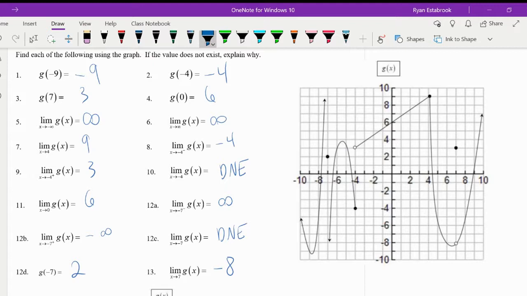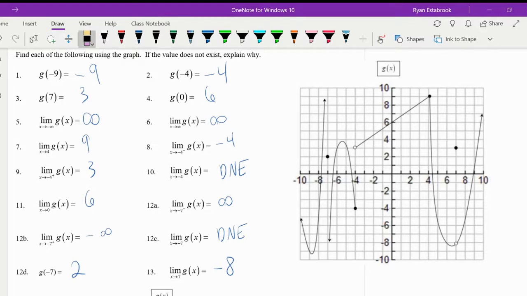Problem number 9, the limit as x approaches negative 4 from the right. So now I'm tracing the graph coming at it from the right-hand side, and this is trending towards a y value of positive 3. So number 9 is positive 3. Number 10 brings those two together. Since from the left, it's approaching negative 4, and from the right, it's approaching 3, and since these two numbers are different, that means the limit does not exist. They're not trending towards the same value.